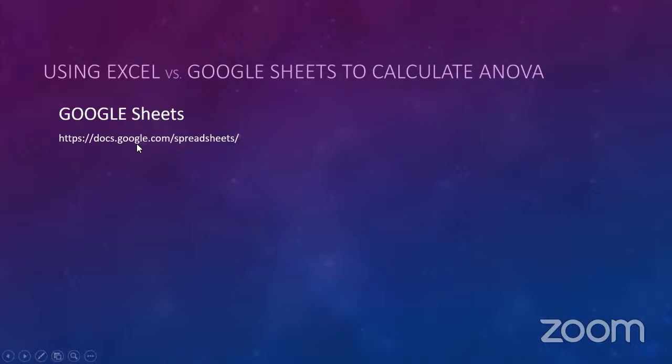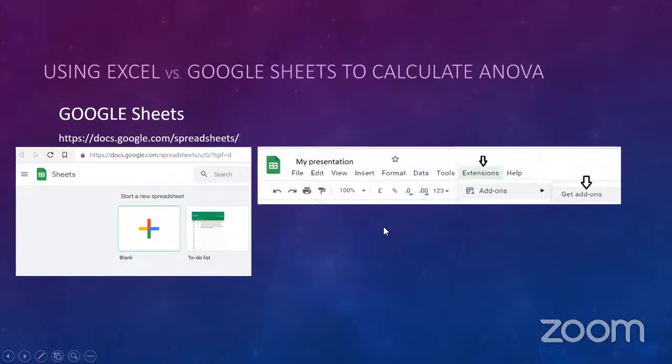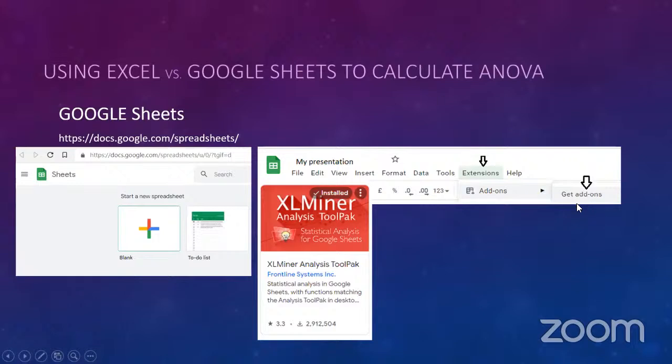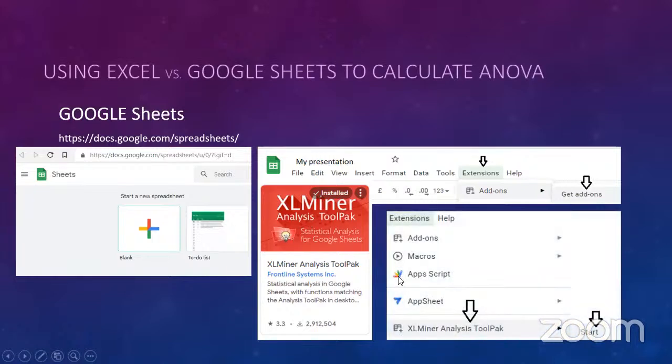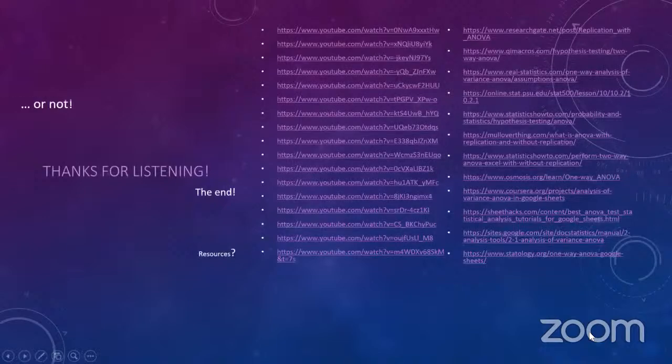What about Google Sheets? First, you will open the site docs.google.com/spreadsheets. It will open something like this. You will just click on a blank Google Sheet. Like last time, it's the same extension. We will click on Extensions, Add-ons, and Get add-ons if you don't have it. And usually, most of us don't have it. You will search for XLMiner Analysis ToolPak, and don't leave any spaces. If you leave a space between XL and Miner, it will not appear in the search. And install it. After you install it, it will appear in the Extensions menu down there. And you can click on XLMiner Analysis ToolPak and click Start. So this is the end, or not.